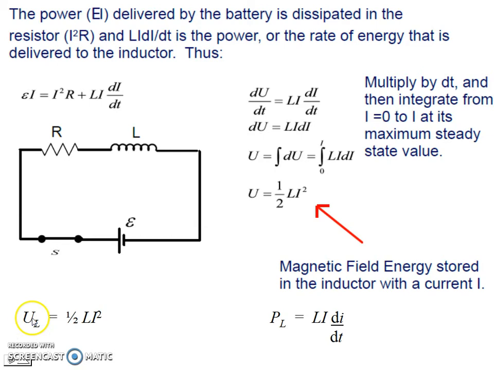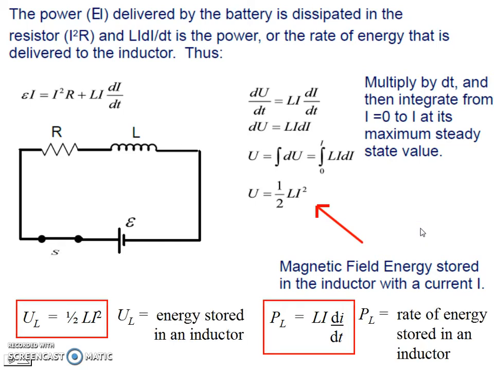Or written this way, I like to write U sub L for the energy stored in the inductor, 1/2 L i squared. Over here, this is power. That means the power is L i di dt. Box both those in. Here are our terms.